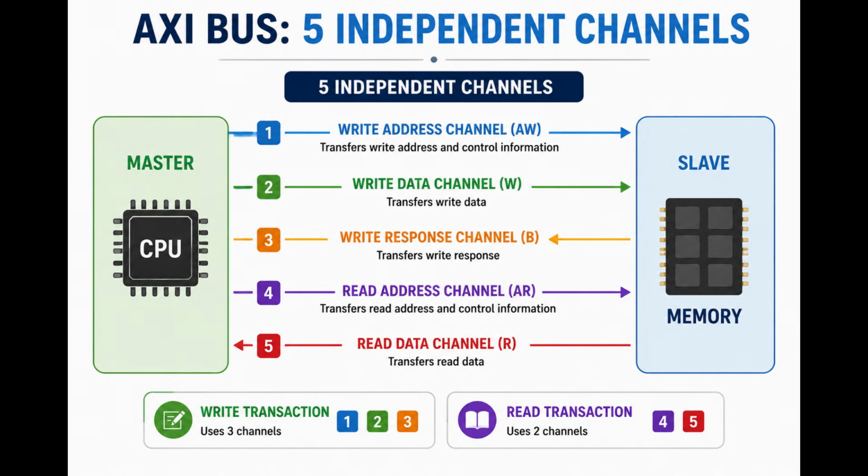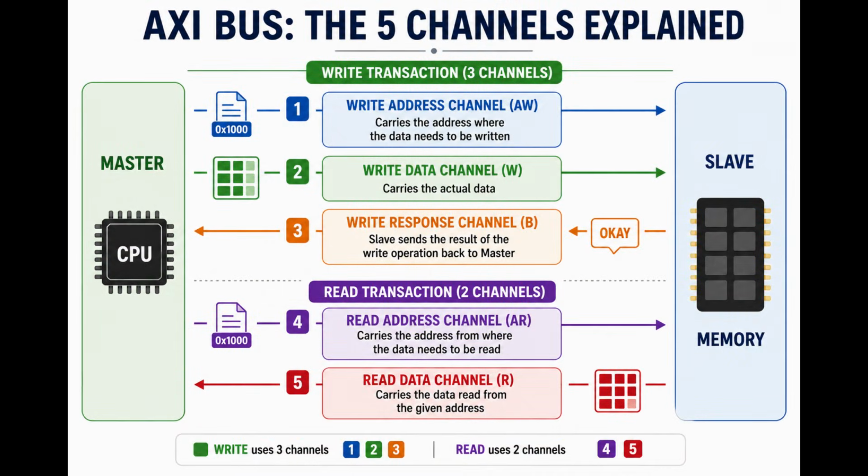Let's see how AXI organizes communication. AXI uses 5 independent channels. 3 channels are used for write transactions and 2 channels are used for read transactions. Let's now look at these 5 channels more closely. For a write transaction, AXI uses 3 separate channels.